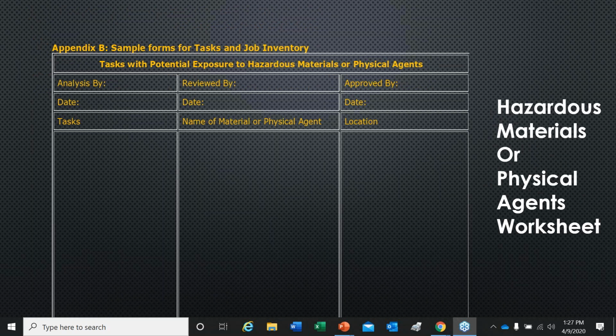And then if you have hazardous materials and physical agents, this is just a little bit different. This is not the process itself, but if there are materials that are out there, they should be listed in relationship to the task that you're looking at and where they would be located.